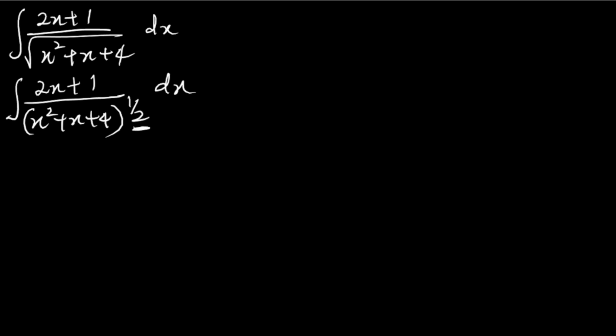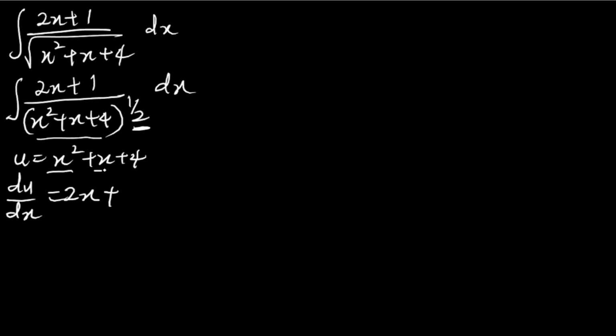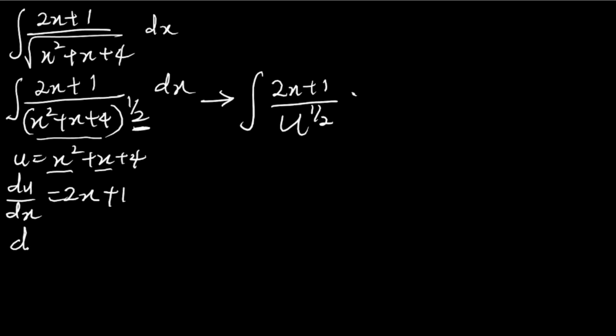Now looking at this, you can see it has a power of 1 over 2, and the thing in the bracket can be said to be our u. That is, u is x squared plus x plus 4. Now we need to differentiate this with respect to x. That is, x squared gives us 2x, plus x gives us 1. Looking at the main question, it's more like saying the integral of 2x plus 1 divided by u to the power of 1 over 2, then dx, that's what we're looking for. We can get dx from du over 2x plus 1 being equal to dx.